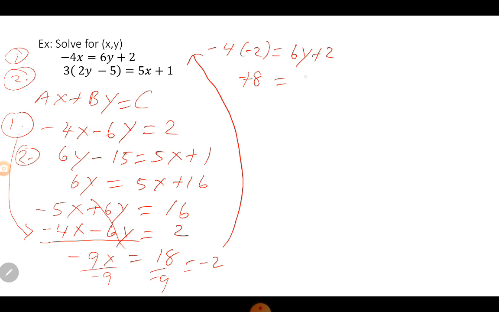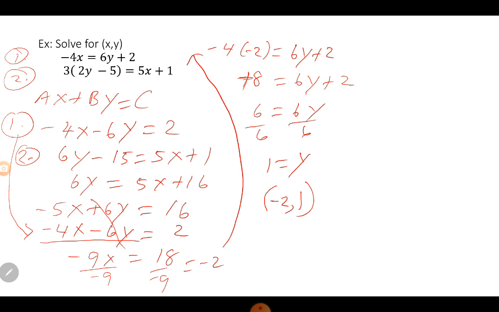Plus 8 is equal to 6y plus 2. Subtract 2 from both sides, so I get 6 equal to 6y. Divide by 6. So here, y is equal to 1. So now they want us to solve for xy. So remember that x value comes first all the time. So we want the x value coming first, minus 2, then the y value.